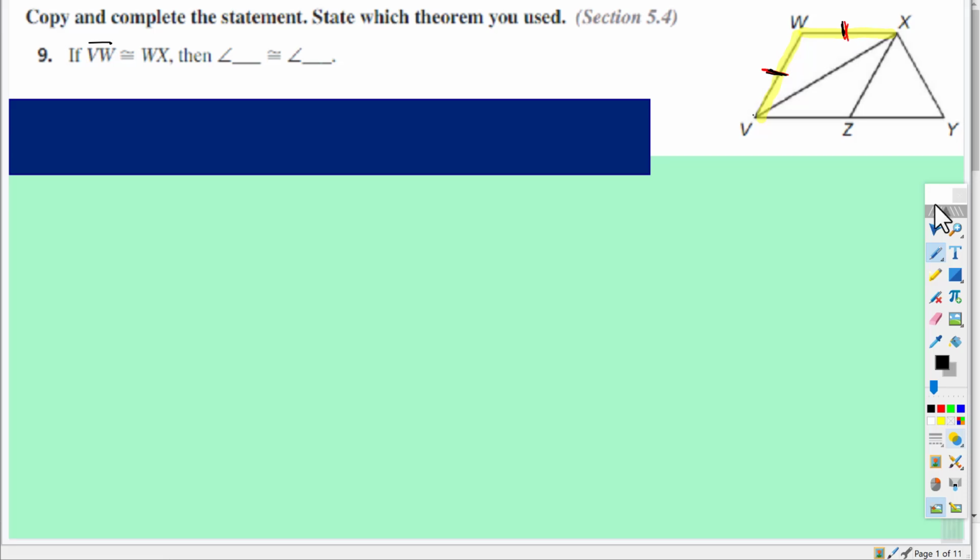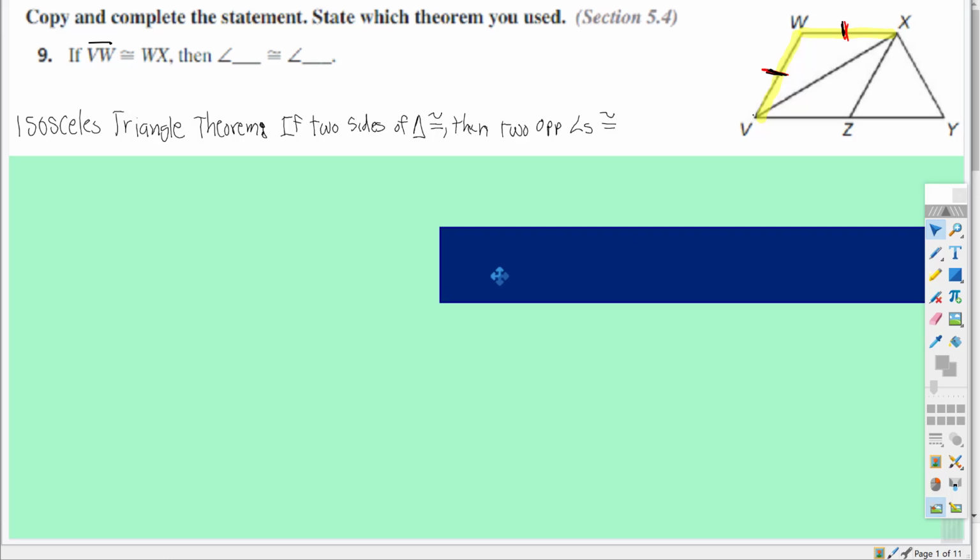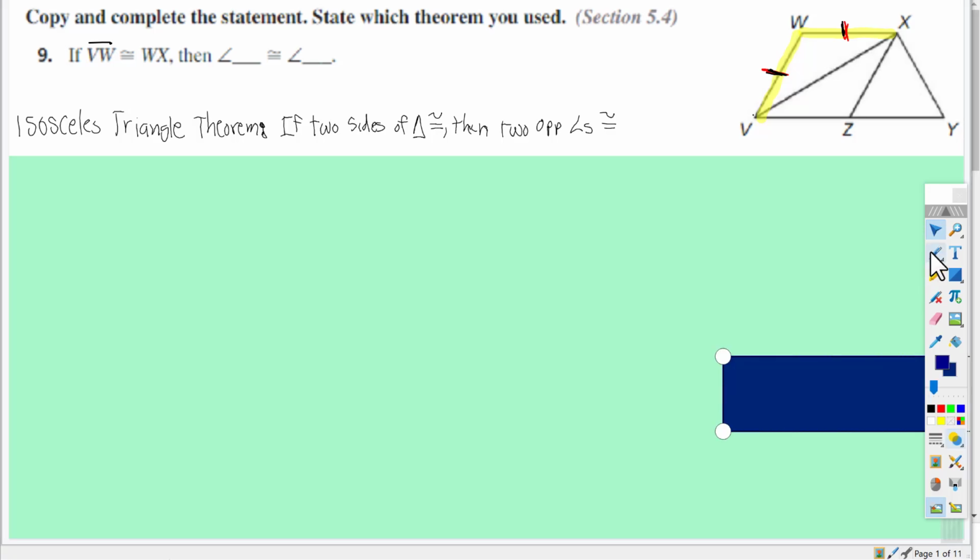We have an isosceles triangle. And what do we know about isosceles triangles? Well, we have the isosceles triangle theorem, that if two sides of a triangle are congruent, then the two opposite angles are congruent. So what we have is angle WVX is congruent to angle WXV, and that is because of the isosceles triangle theorem.